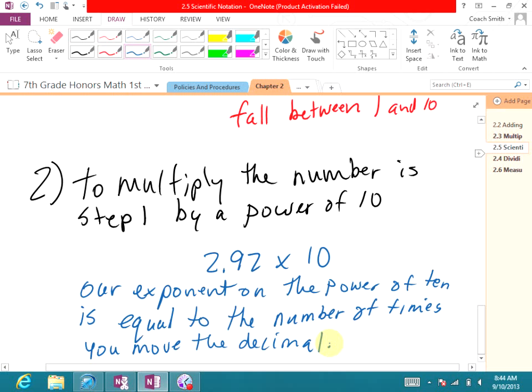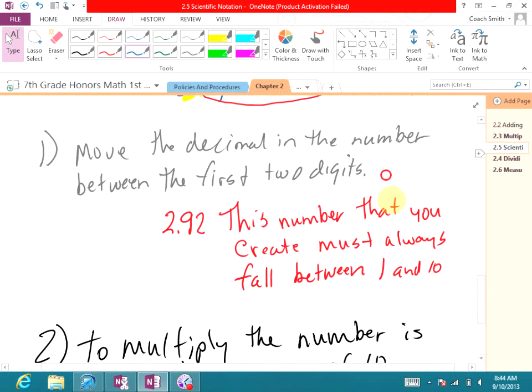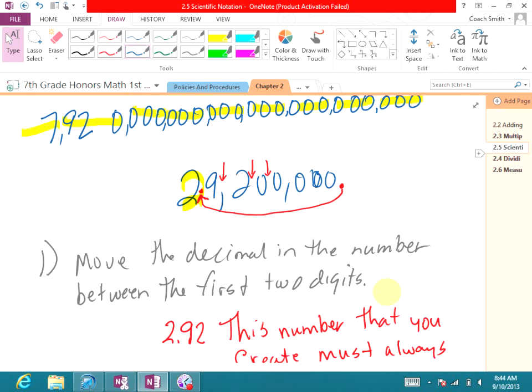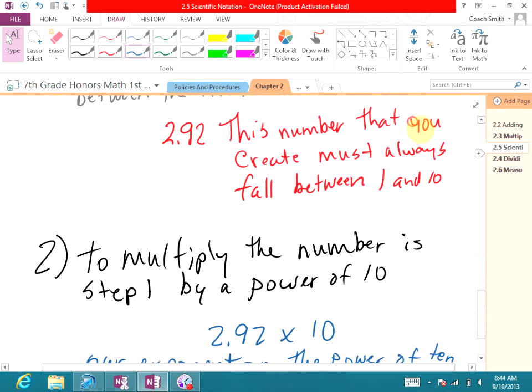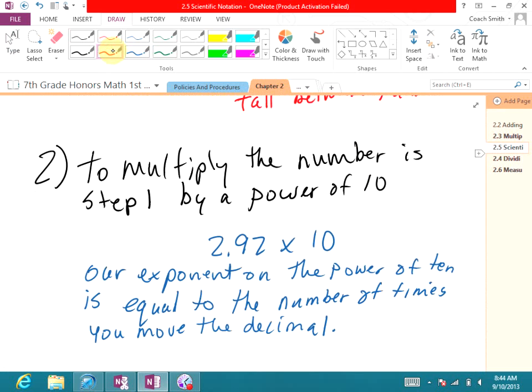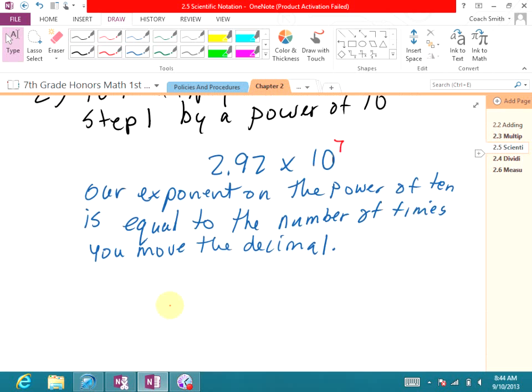Okay? Our exponent on the power of 10 is equal to the number of times you move the decimal. So, if I come back up here to our problem where I actually moved the decimal, I moved it once, 2, 3, 4, 5, 6, 7 places. So then my number on my exponent is 7. So my actual answer is 2.92 times 10 to the 7th power.